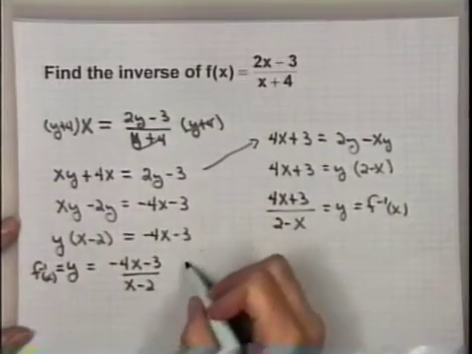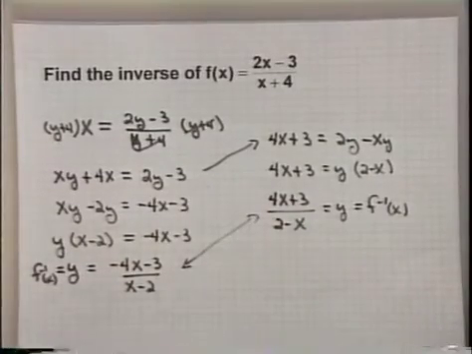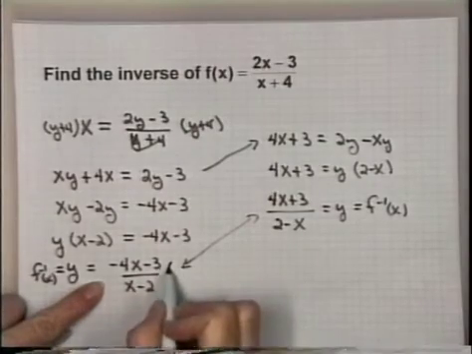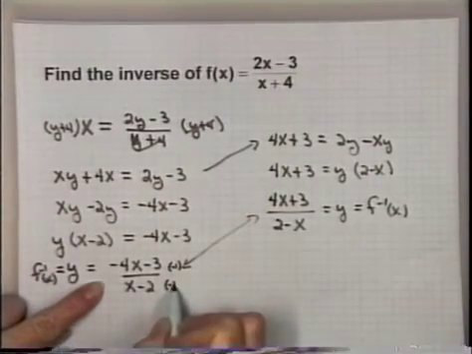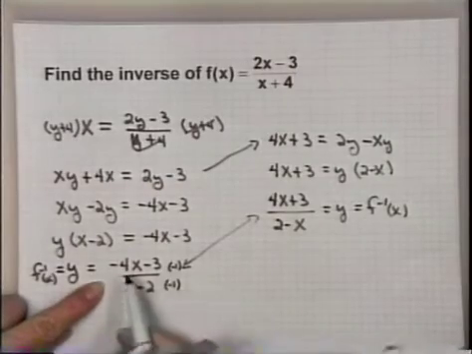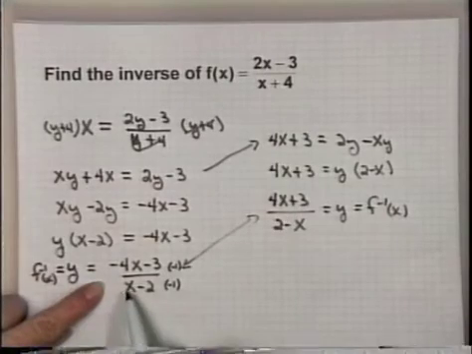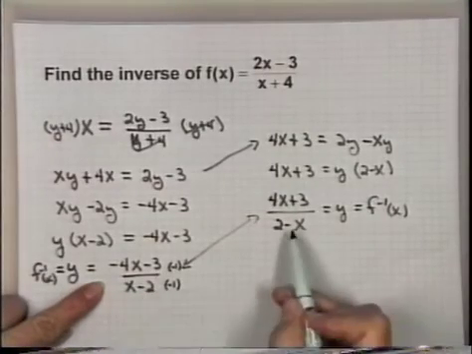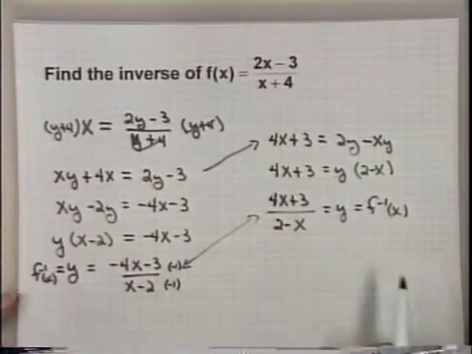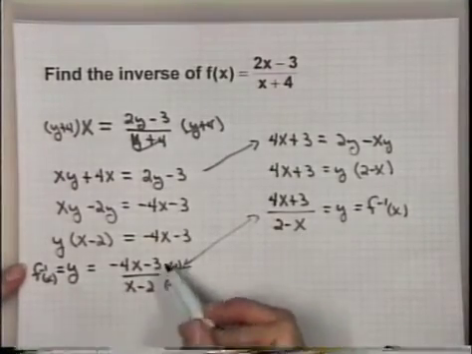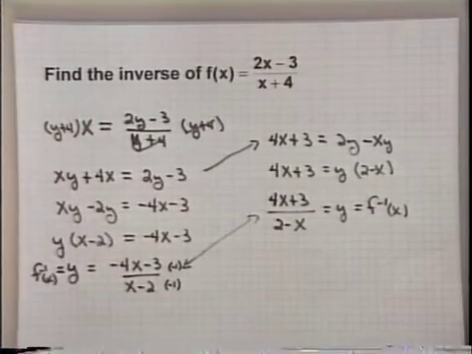Now, I want you to look at these two solutions. They look a little bit different, but are they really? I want you to notice that in this fraction, if you were to multiply the numerator and denominator both by -1, you would get positive 4x plus 3, which is this numerator. You would get negative x plus 2, which is the same thing as 2 minus x.